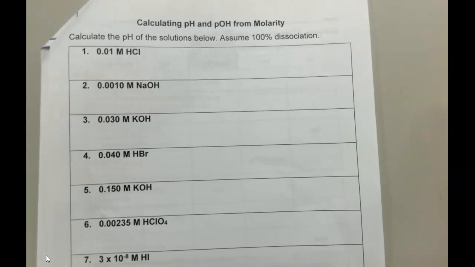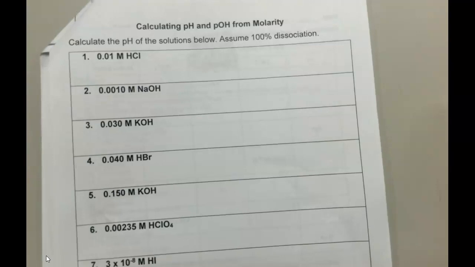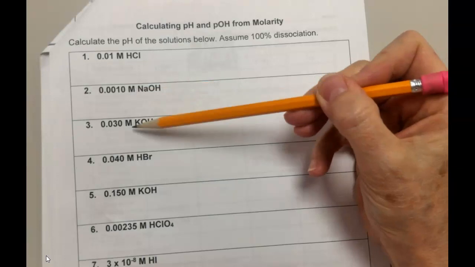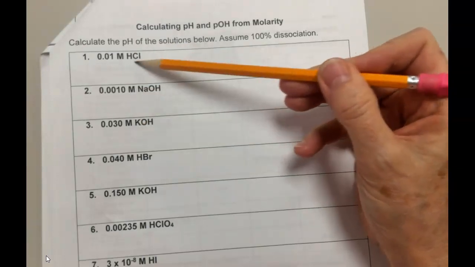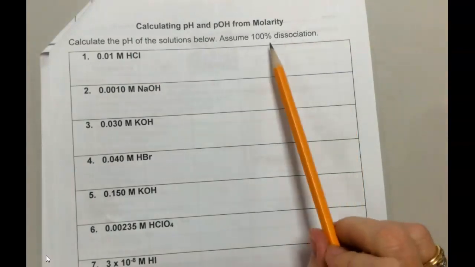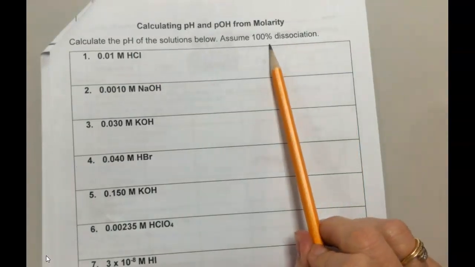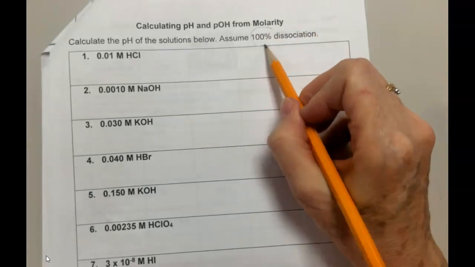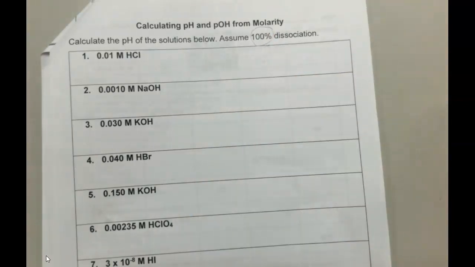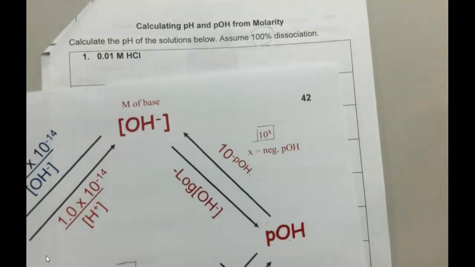Okay, now we're going to calculate pH and pOH from molarity. Remember, molarity is how concentrated a solution is. So anytime we see big M, that's molarity. It's telling us how concentrated this solution is. Okay, we're going to assume that this is 100% dissociation, meaning a strong acid or a strong base that's going to ionize completely. Okay, so we need this chart and a calculator.